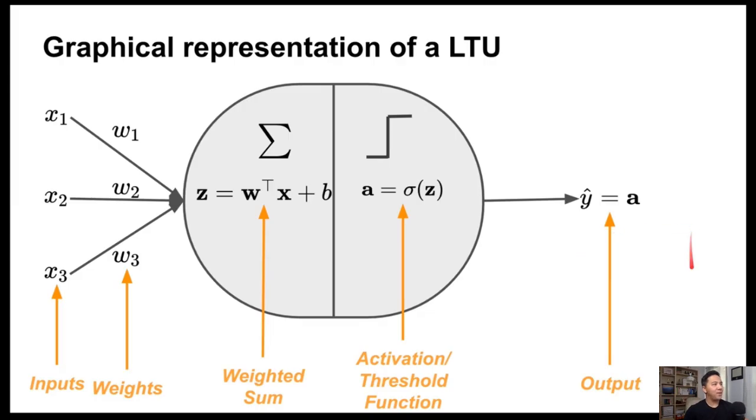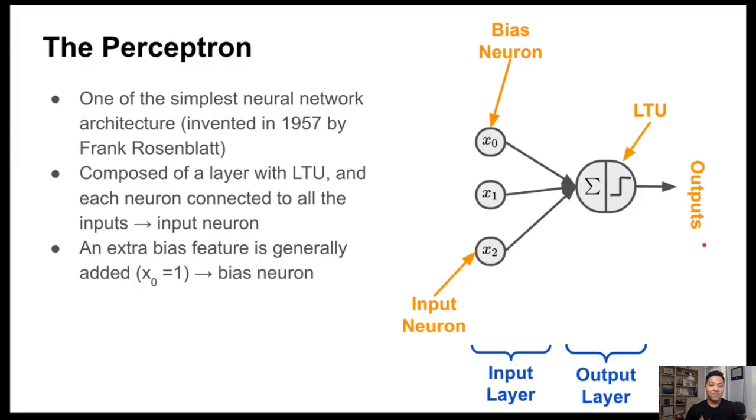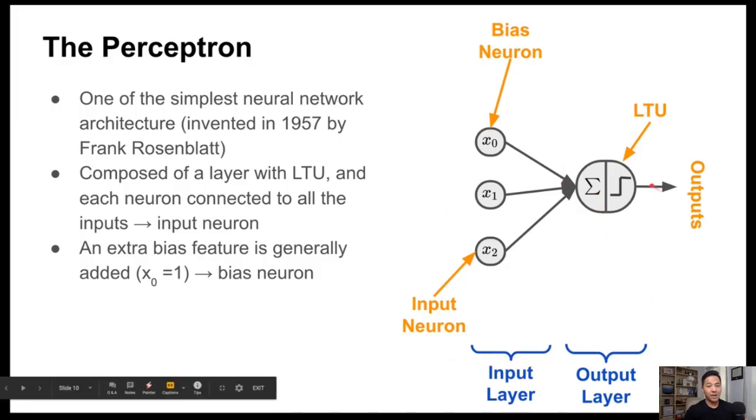All right, so next, from this LTU, Frank Rosenblatt in 1957 invented the simplest form of neural network architecture, the perceptron. And the perceptron, as you see here, is composed of a layer of LTUs, and each neuron is connected to an input, called an input neuron. We also have a bias neuron to introduce some shift bias into the network. This is called the input layer, while the output layer will produce the output. So you can see there are at least two layers in the perceptron.